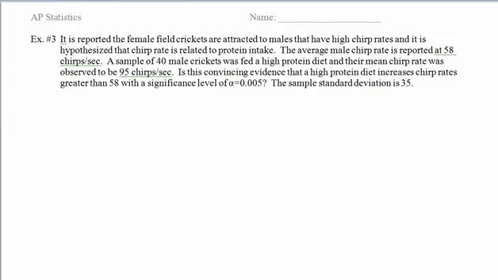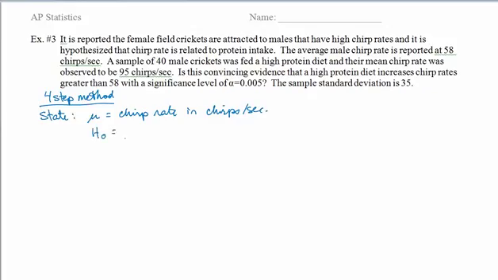So we will use our 4-step method. First, state. We wish to perform a t-test to determine if we have convincing evidence that a high protein diet increases chirp rates greater than 58. So the mean is the chirp rate in chirps per second. And our null hypothesis is mu equals 58 chirps per second. And our alternate hypothesis is that mu is greater than 58 chirps per second.